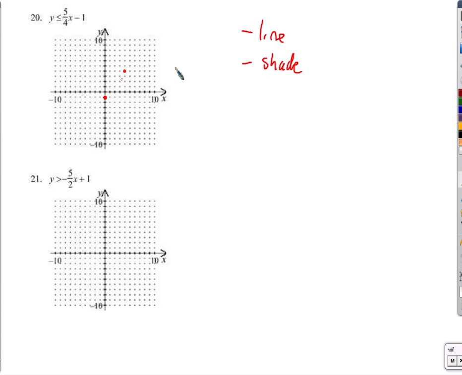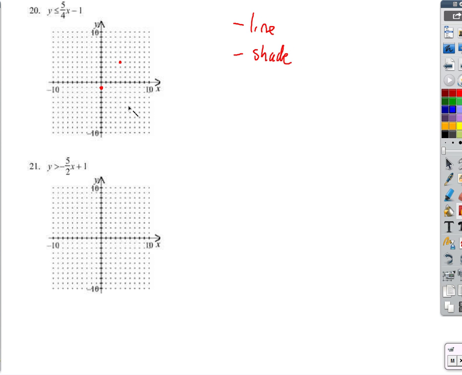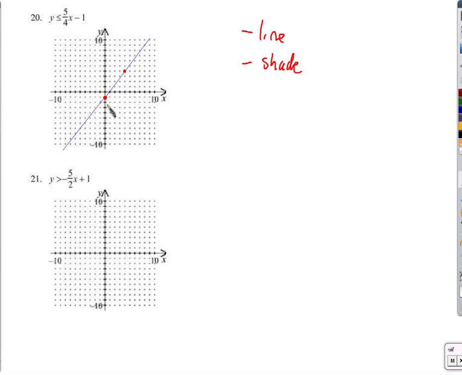I'm about to draw a line. I want to make sure whether it should be solid or dotted. Which one should it be? It should be solid, because points on the line make both sides of this inequality equal, and that's cool, right? Because that little equal to is right there. So we'll make a solid line.